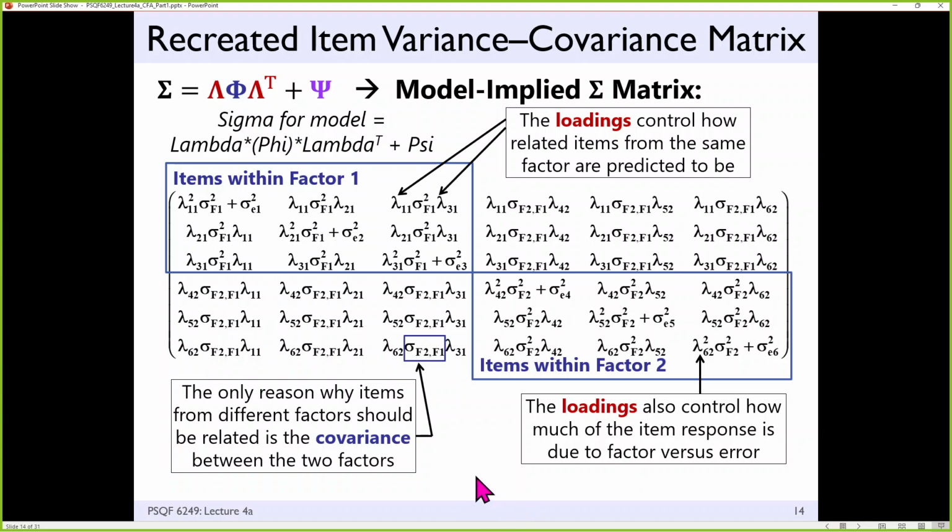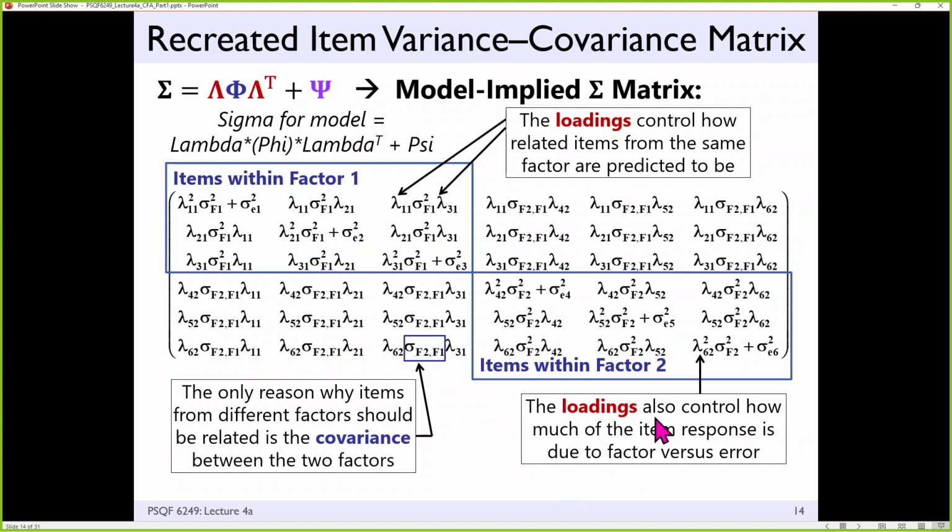Okay, with me so far? So then if we go across, let's look at this one right here that I've highlighted. This is items 3 and 6. The loading for 6 times the covariance between the factors, because they're on different factors, times the loading for 3. So this is saying that the only reason 2 items from different factors are related is because their factors are correlated. That's why they're related. That has the potential to be wrong.